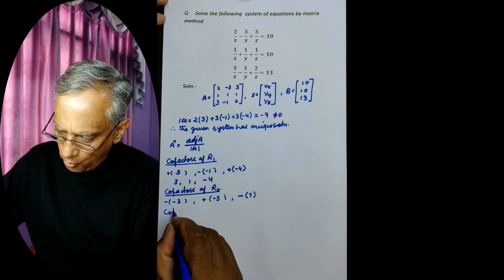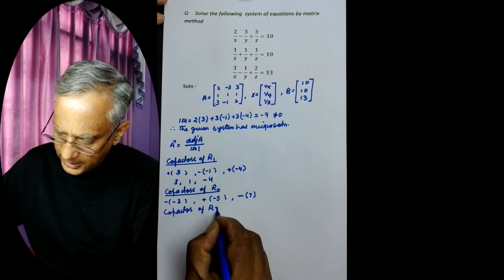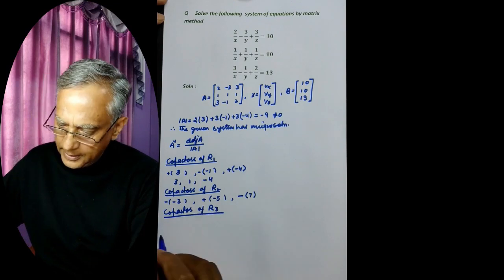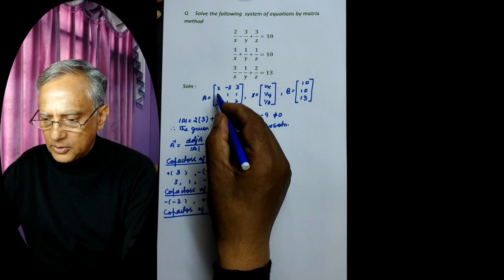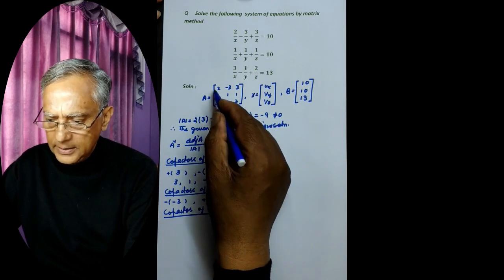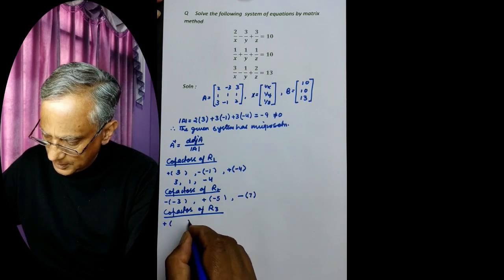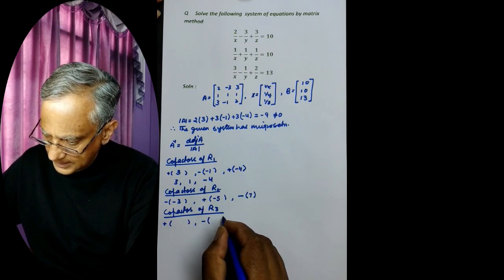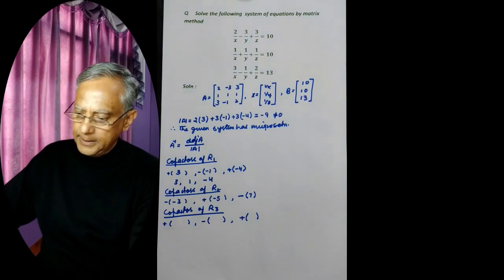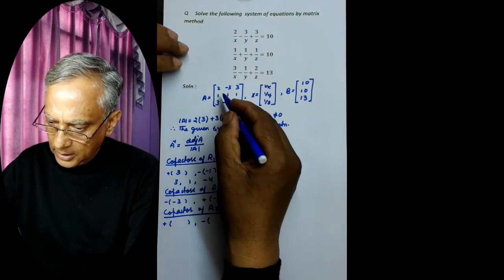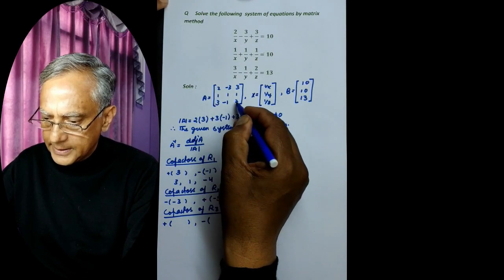Now we find cofactors of R3. First entry is this. The place of this entry is third row and first column, which is even. So this will be plus, next will be minus, and next will be plus. There will be alternate plus and minus signs. So delete the row and column in which the entry occurs. So delete this and this.